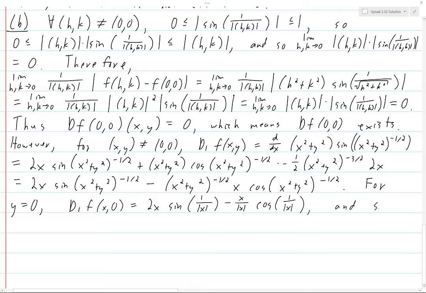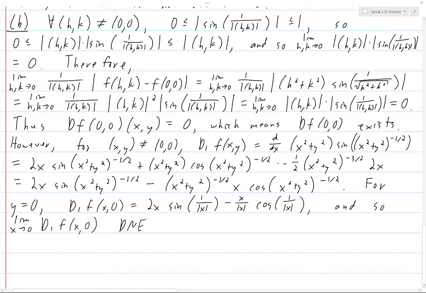And so, the limit as x approaches 0 of d1 f of x 0, well, if we take the limit as x goes to 0, the 2x sine of 1 over the norm of x, that'll be fine, that'll go to 0, but this x over the norm of x, that's just going to be plus or minus 1. But cosine of 1 over the norm of x, that's going to oscillate more and more as x approaches 0. So that limit does not exist. So this entire limit does not exist.